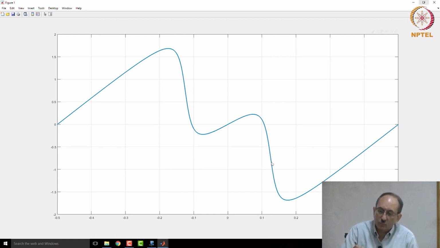And the closer R is to 1, the more rapid will this phase change be, and the deeper the pole is inside the unit circle, the gentler will the change around this region be.